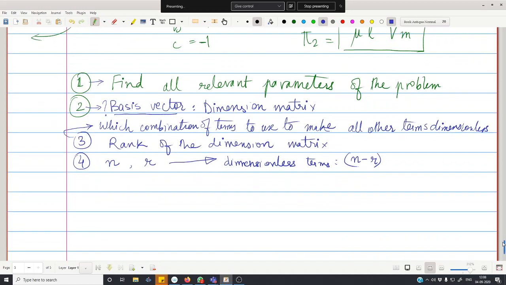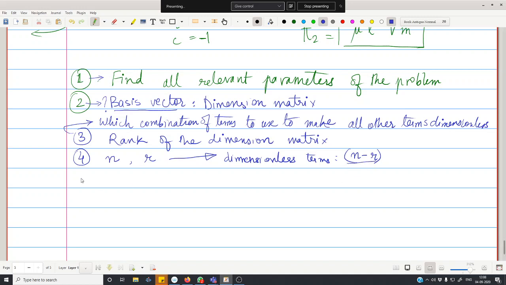So once you've determined that you have n minus r number of terms, the fifth step is to find out all the terms, and as a customary notation they are called pi 1, pi 2, up to pi n minus r. They are called pi terms because the guy who devised this, his name was Buckingham, and the principle is called the Buckingham pi theorem. So whatever we have discussed so far is called the Buckingham pi theorem.